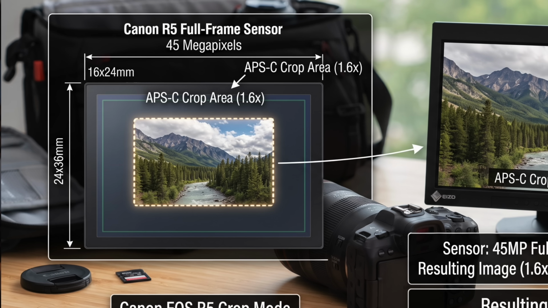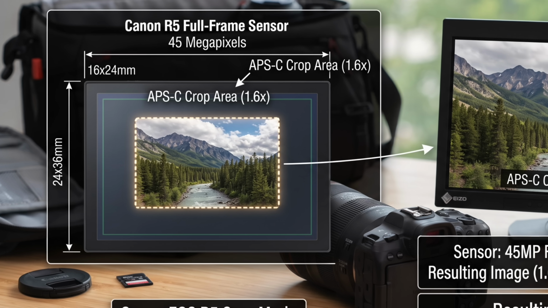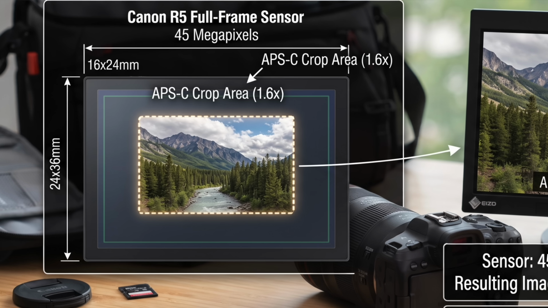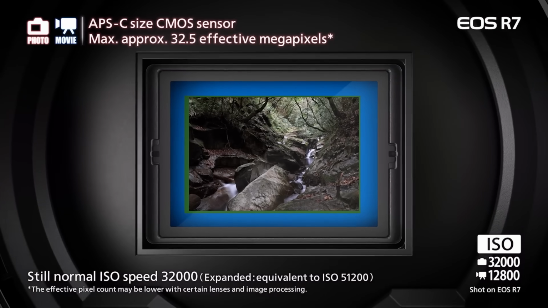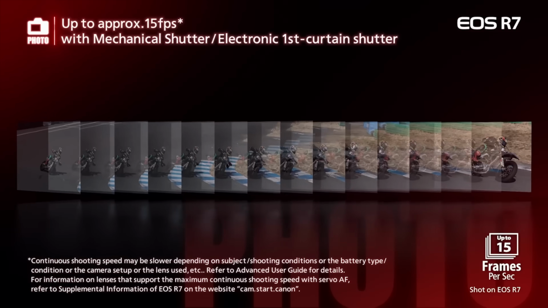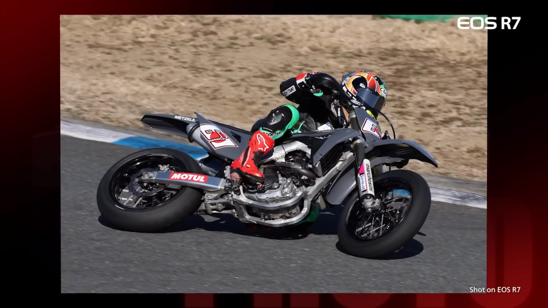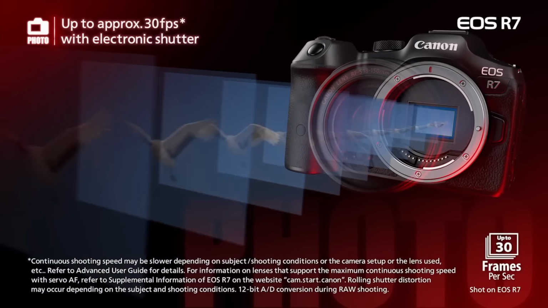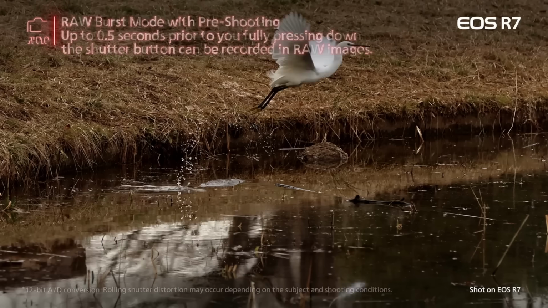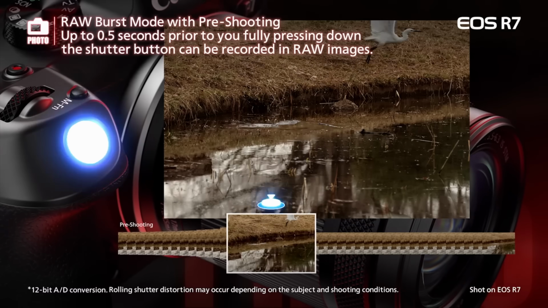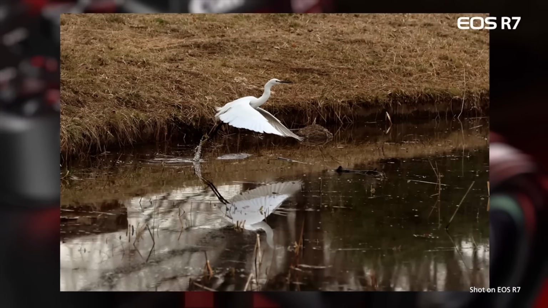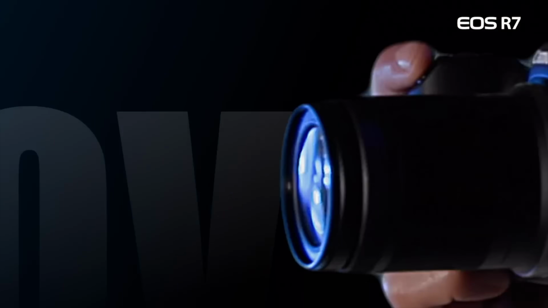A 45 megapixel full frame sensor like a Canon R5 cropped to APS-C size leaves about 18 megapixels. Therefore, any APS-C camera above 18 megapixels has a higher pixel density and puts more pixels on distant subjects than a 45 megapixel full frame camera. That's one reason a camera like the Canon R7 at 32.5 megapixels APS-C size sensor can outperform an R5 at 45 megapixels for small distant birds, despite the R5 having more total megapixels.